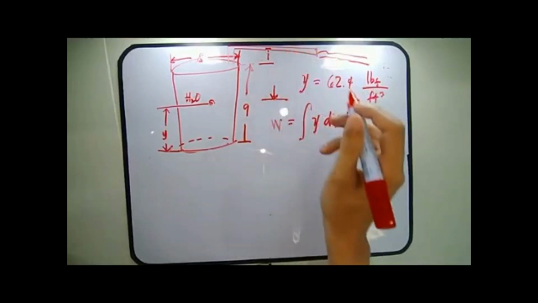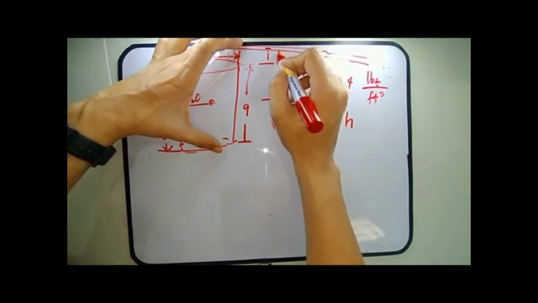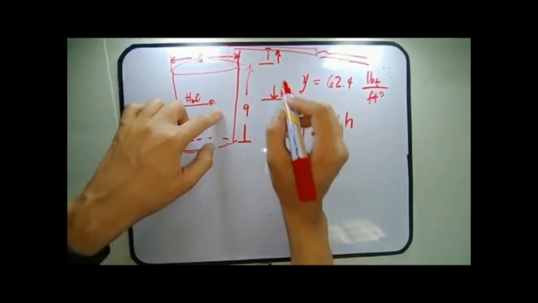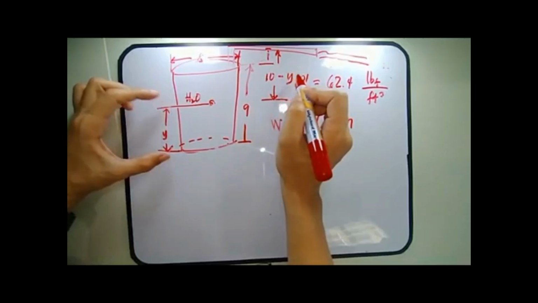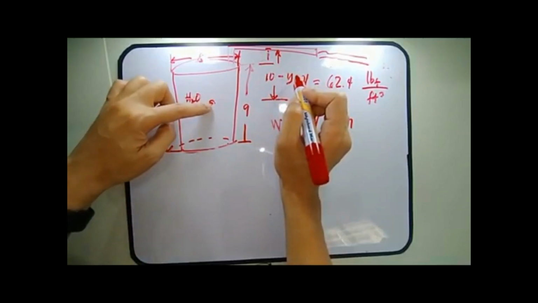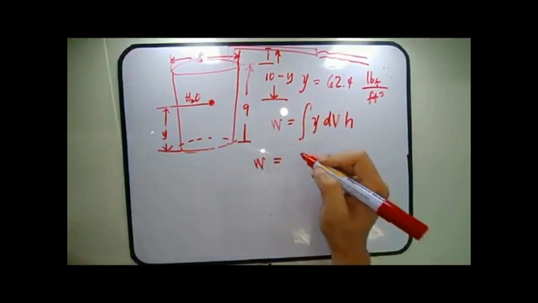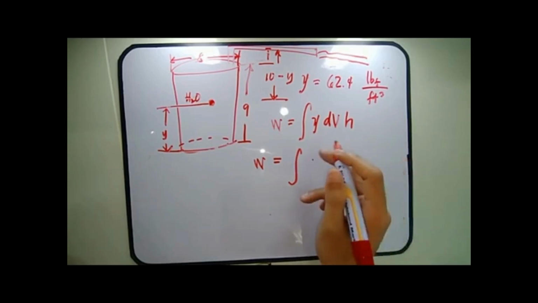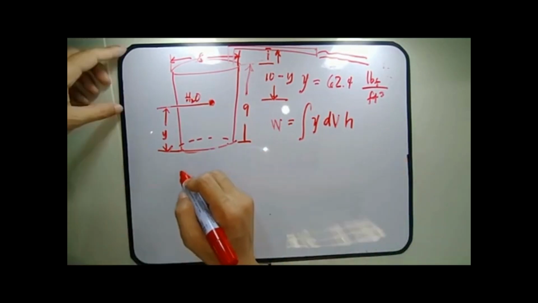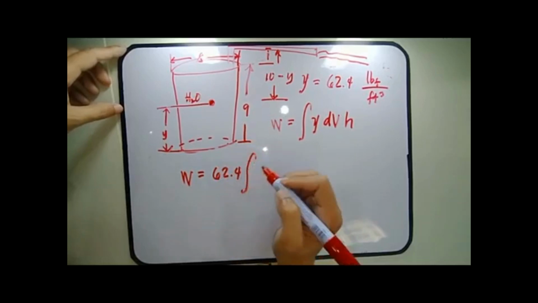Now the distance from the centroid to the top where it should be pumped: if this is 9, this is 10, this is height 10. So the height from the centroid is 10 minus y, where y is the distance from the base to the centroid of the cylinder. So work equals the integral of, our specific weight is 62.4, so we take out the constant. Work equals 62.4 times the integral of.